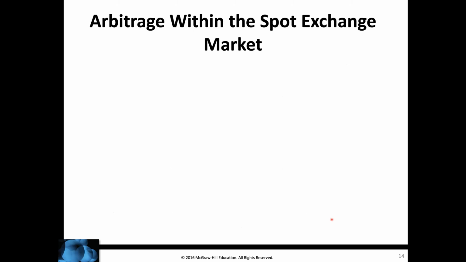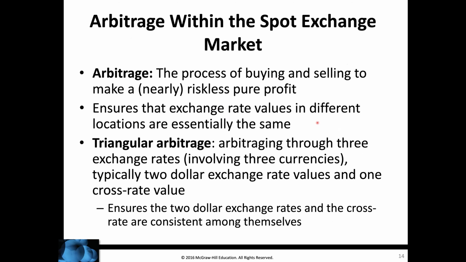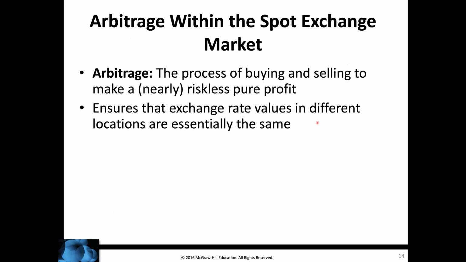We're going to finish up with a discussion about arbitrage within the spot exchange market. So what is arbitrage? Arbitrage is the process of buying and selling to make a nearly riskless profit. And this ensures that exchange rate values in different locations are essentially the same. So arbitrage is where you'll typically see some mispricing or mismatch between two different currencies that will give you an opportunity to buy and then sell and make a profit.